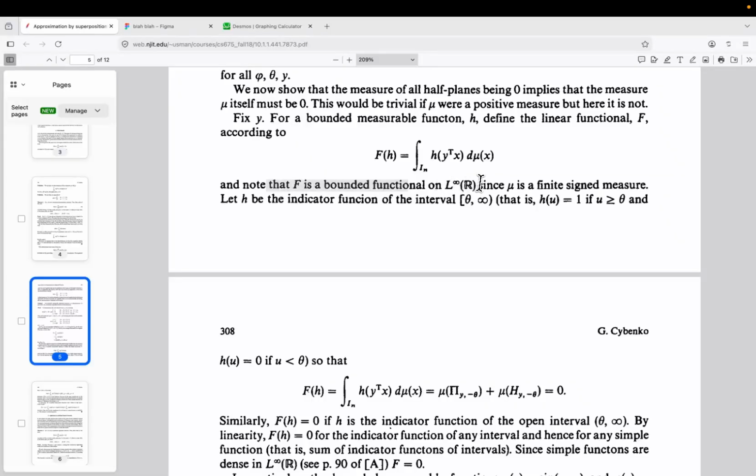And to be honest, I don't really want to dive in. No, I think I should probably use... I should probably do... since a finite signed measure.